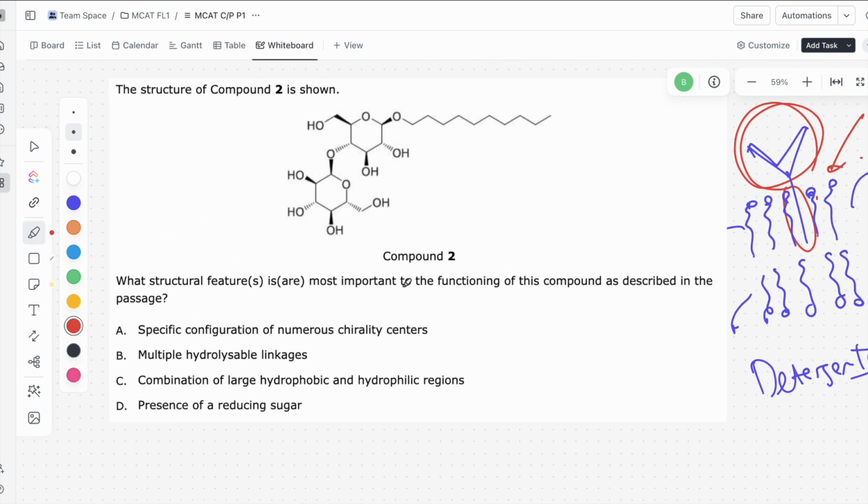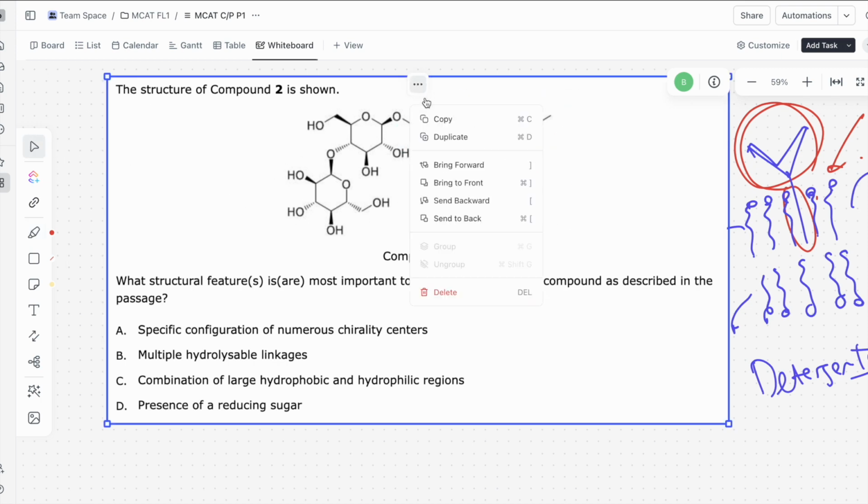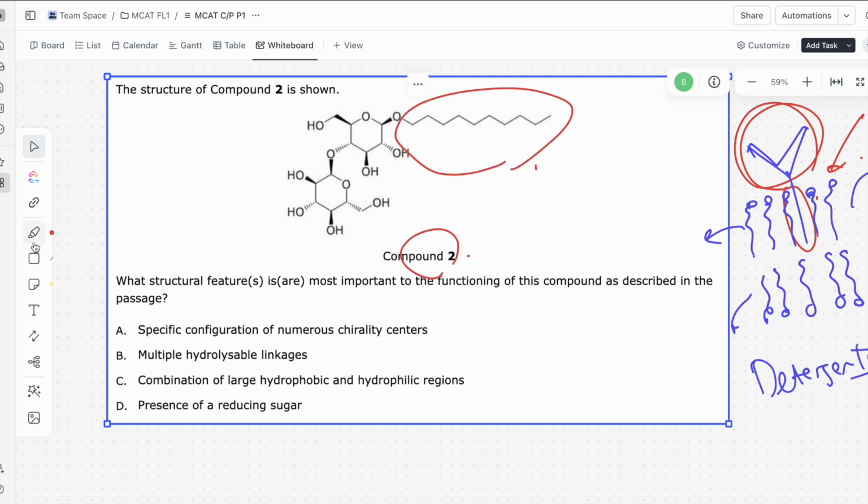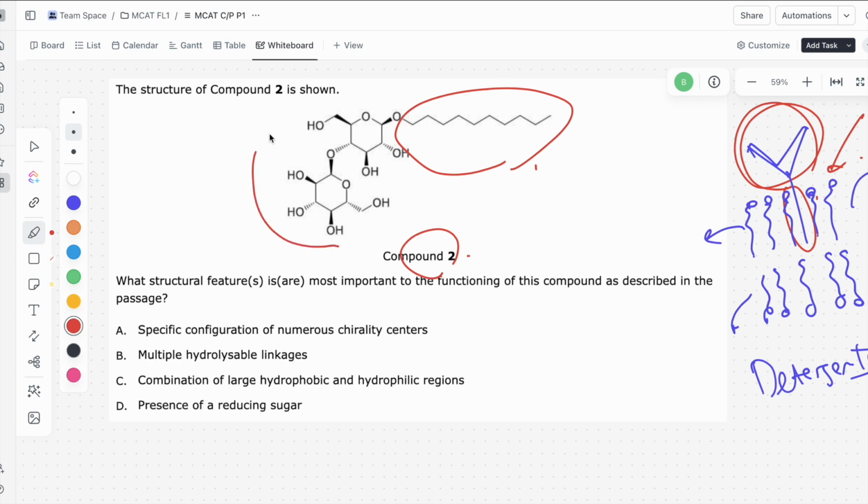So what structural features are important in compound 2? You'll notice this is also hydrophilic and hydrophobic. You have this huge hydrophobic tail, and then you also have a bunch of hydrophilic elements here. You have all of these hydroxyl groups, all of these alcohols that can form hydrogen bonds. So this is also hydrophobic and hydrophilic, and this is what makes this a great way to dissolve membranes and release that receptor protein that you're interested in. That is why C is the right answer here.